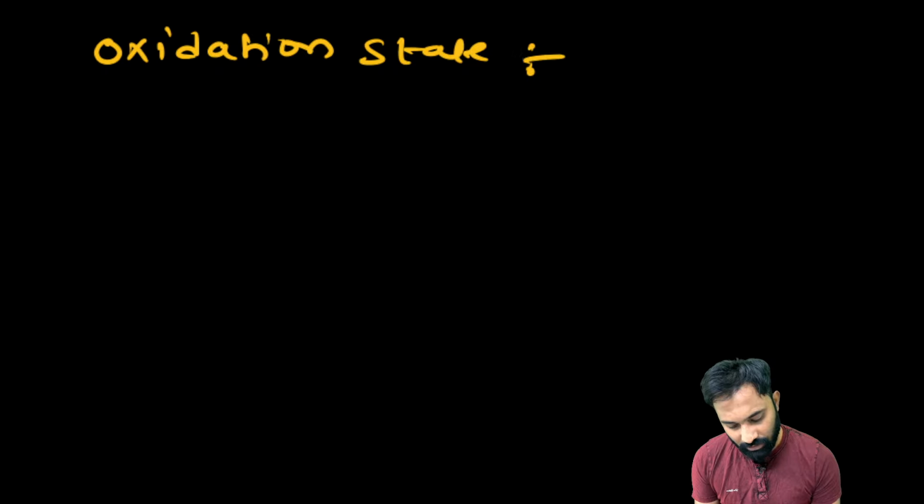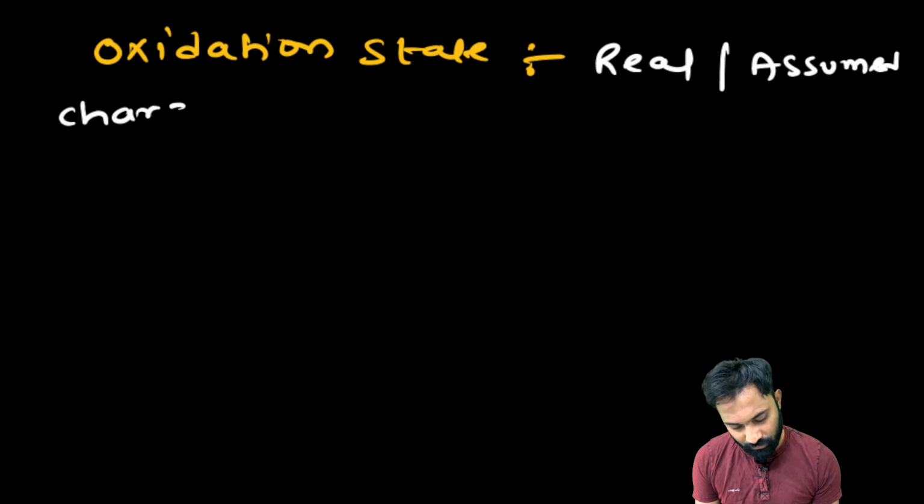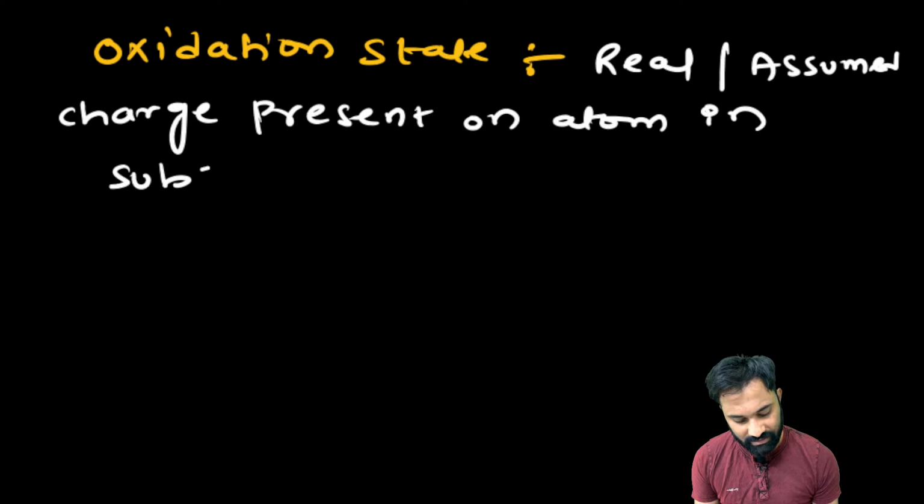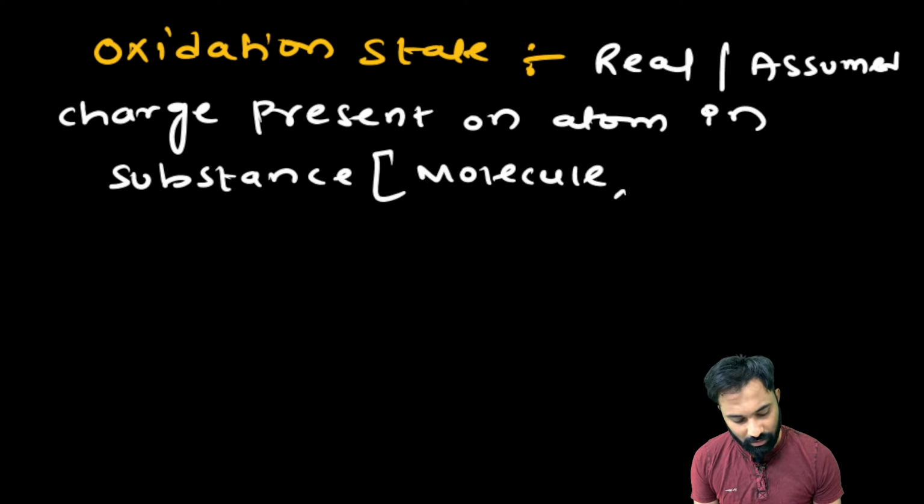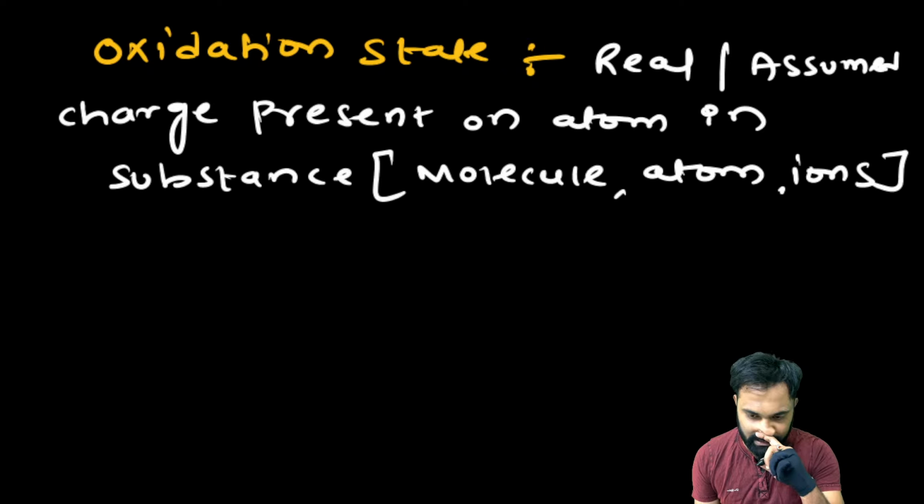Now, what is the meaning of the oxidation state? It means the real or assumed charge present on an atom in a substance. That substance means a molecule or atom or ions. This is known as the oxidation state.